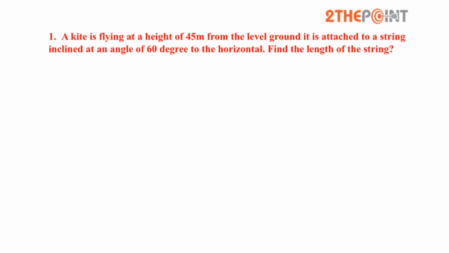Let's start with the problems now. A kite is flying at a height of 45 meter from the level ground. It is attached to a string inclined at an angle of 60 degree to the horizontal, and find the length of the string.